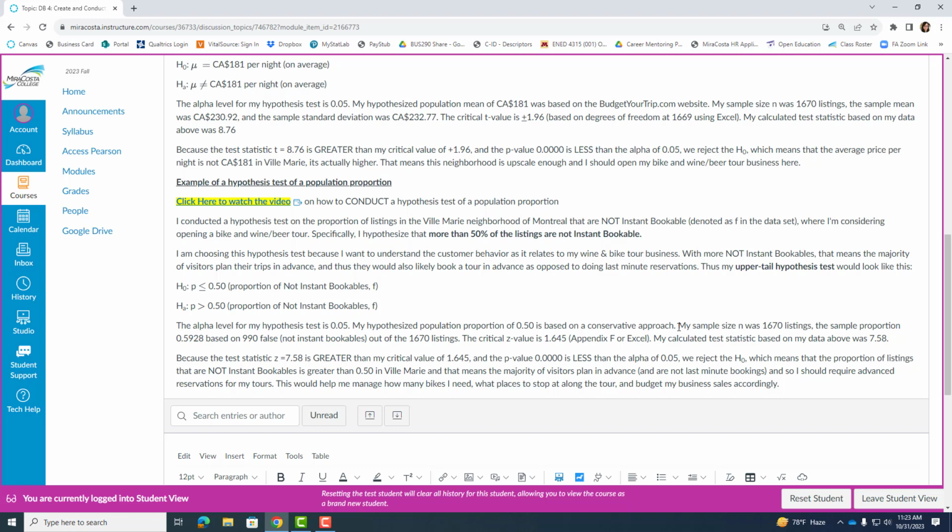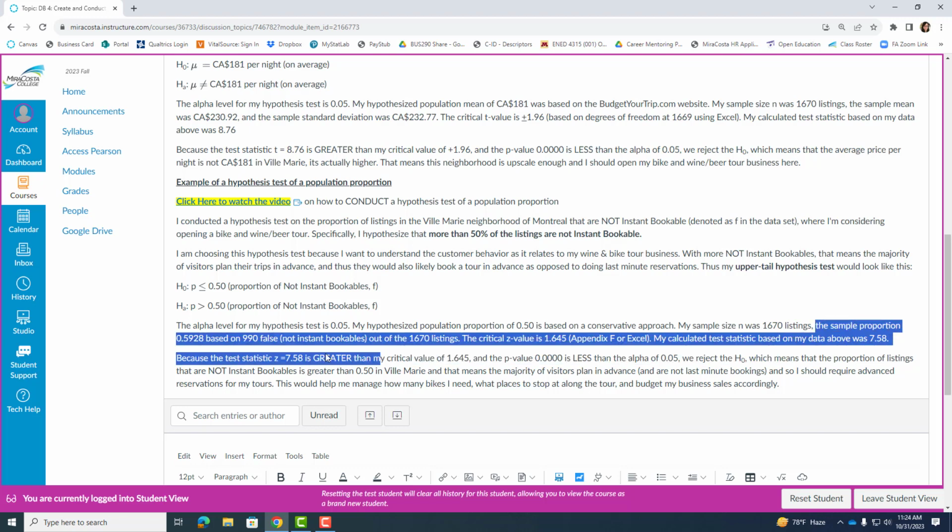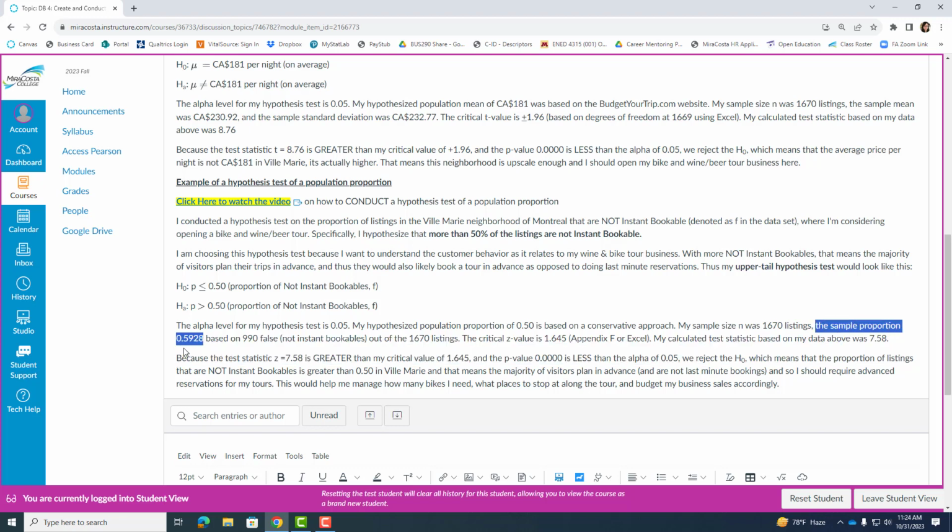My sample size that I'm using to do this is the 1670. And I do have a sample proportion that I calculated of 0.5928. So I go out 4 decimal places for accuracy. But you might be wondering, where'd she get a sample proportion from? Well, I went into my data and I used pivot tables to do a bit of counting. And I counted how many Fs or not instant bookables there were in Villa Marie. There are 990.